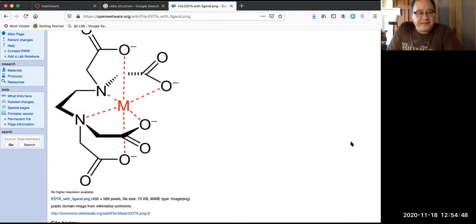The question I have for you is this. If each of those sets of dashed red lines is a bond to the metal, how many pair do you see? Don't say it out loud. Come up with an answer, and when you have it, give me a thumbs up. How many bonds do you see to the metal? Give me your answer: 1, 2, 3, now. 6.